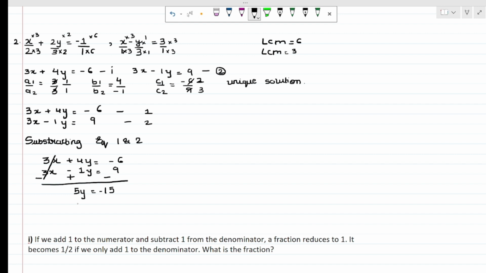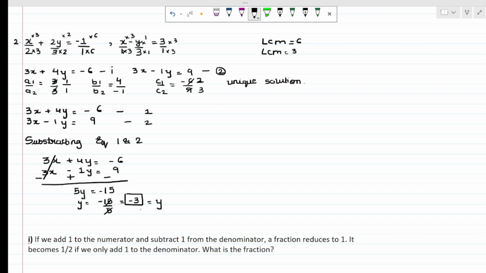Negative 15. So, y will be equal to, now you will ask why there is negative 15. As you can clearly see over here, my 9 has a minus sign. And my 9 is the larger number. So, the 9's minus sign will be carried over with 15. So, minus 15 upon 5. That means you will get your value of y as minus 3. So, I got my value of y is equal to minus 3.